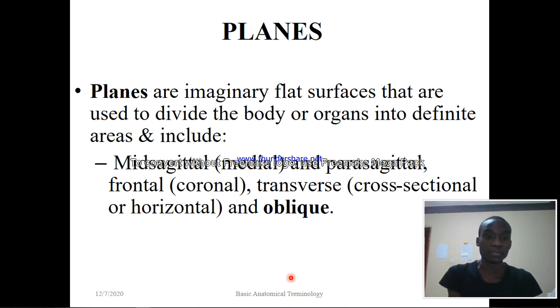Now looking at the body planes. What are body planes? These are basically imaginary surfaces, but they should be flat in someone's imagination.